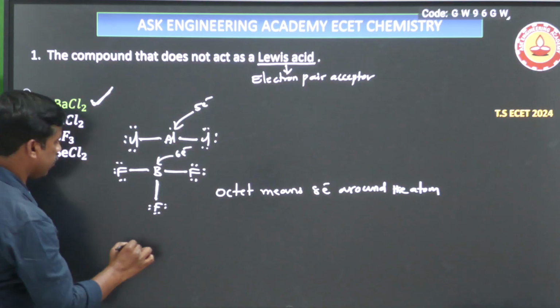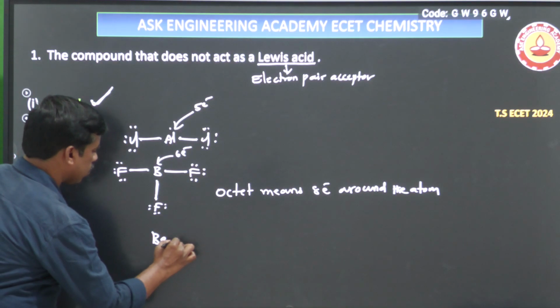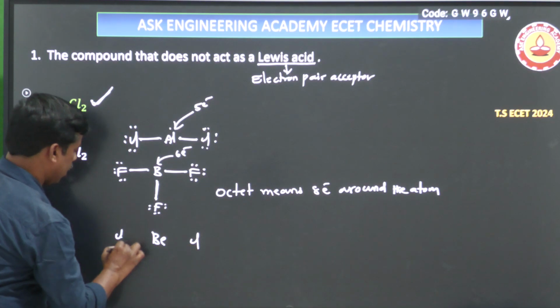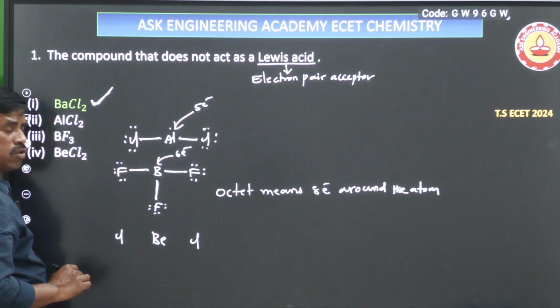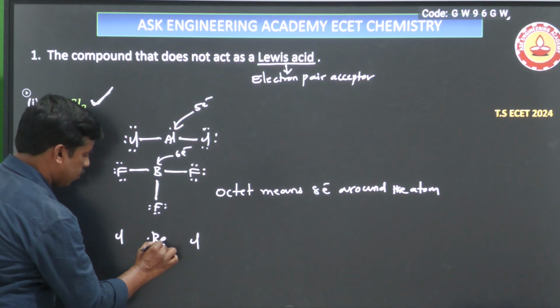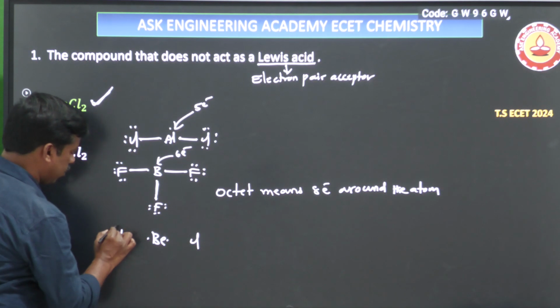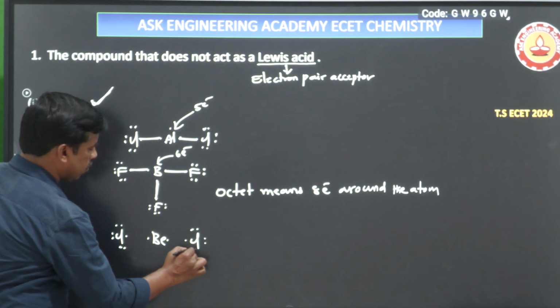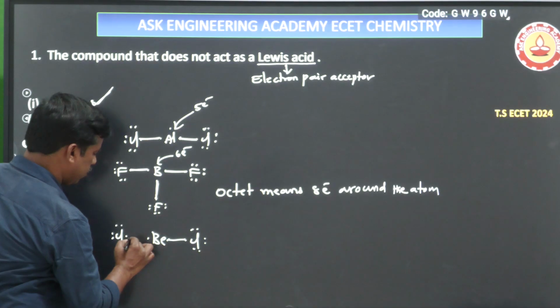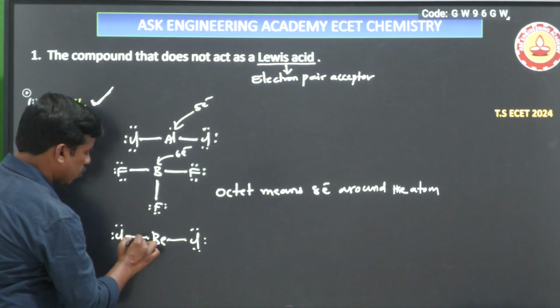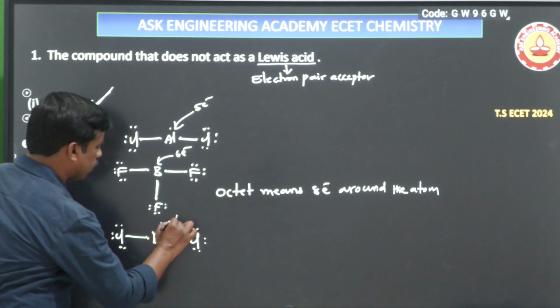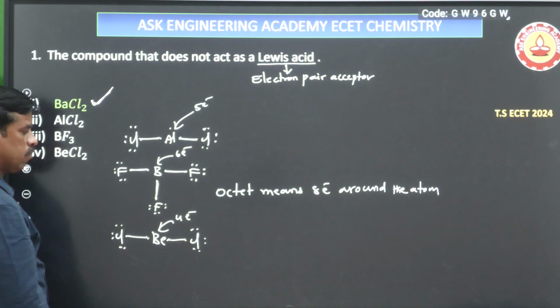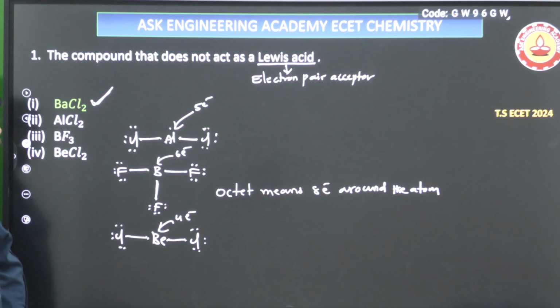One more example you can see: BeCl2. Beryllium belongs to the 2nd group, so 1 electron here and 1 electron here. Chlorine is in the 7th group, so a total of 7 electrons is present. In between the bonds form, so only 2 plus 2, 4 electrons only are there.